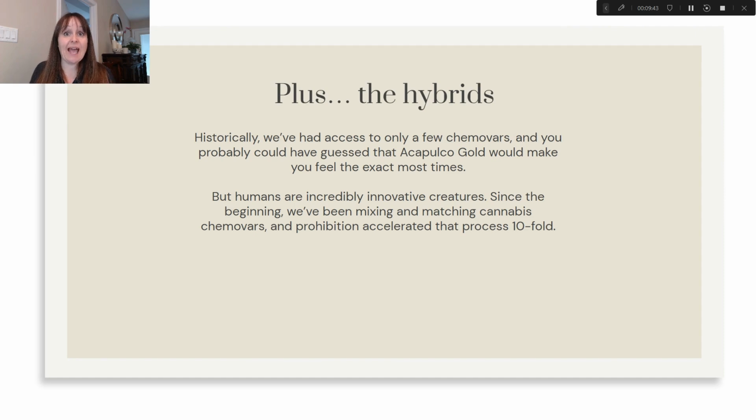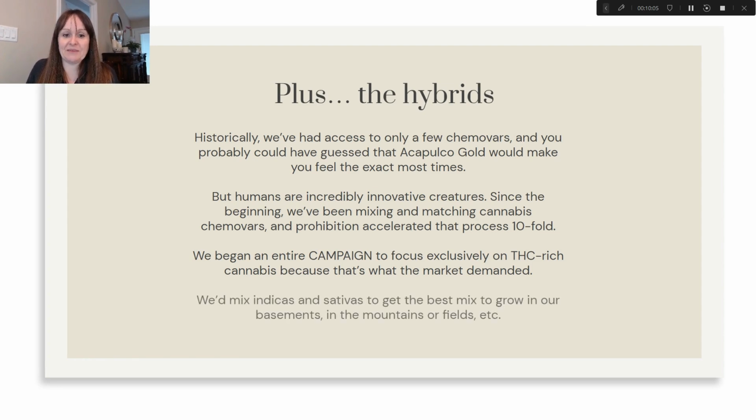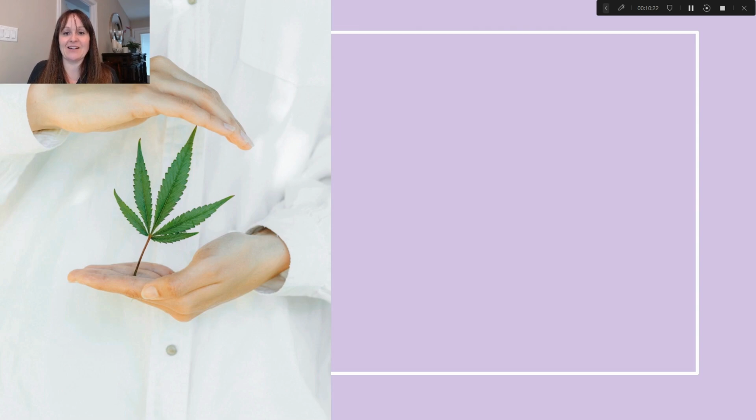And once we got into heavy prohibition, the breeding of cannabis went underground and became really secretive, and they were breeding for THC. That's what the market wanted, THC-rich cannabis. And so they were breeding as many different plants together as they could to get really heavy THC pot, because that's what the market demanded. Now we mix sativas and indicas to get the perfect plant for our environment or whatever cannabinoids or terpene profile we're looking for. So it's really mixed up, right? Because most of these plants are hybrids.